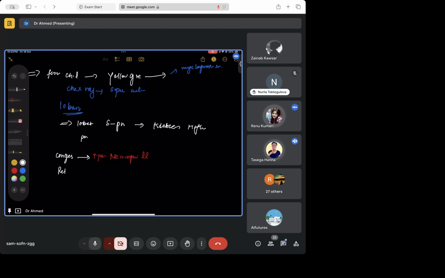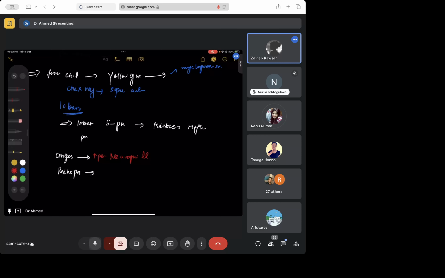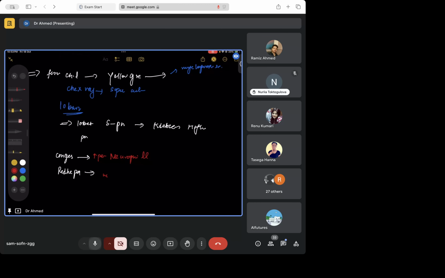Red hepatization. It resembles the liver. You are going to see neutrophilic exudates, and hemorrhagic filling of the alveoli, that is hemorrhage or presence of red blood cells. Fibrin is going to just harden this exudate. The macrophages and inflammatory cells are going to remove the red blood cells. So what would be the next phase?